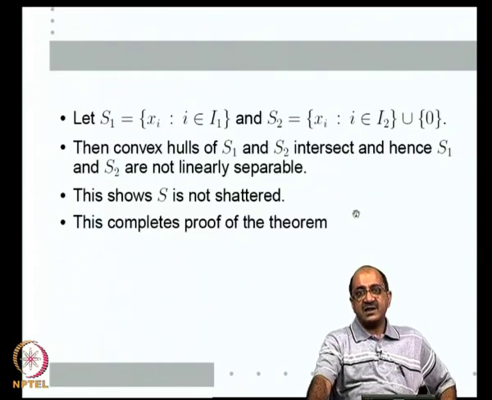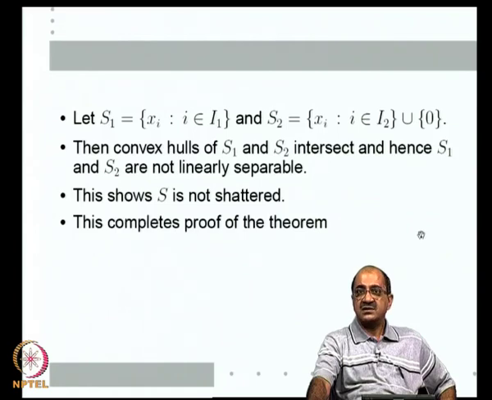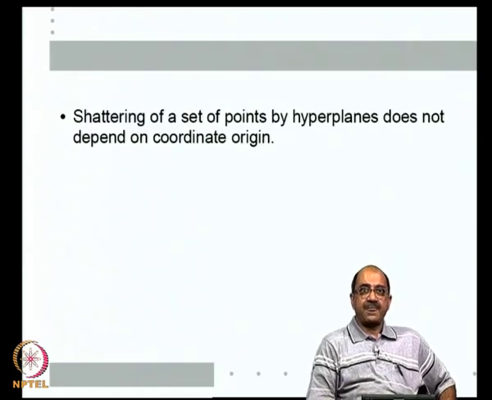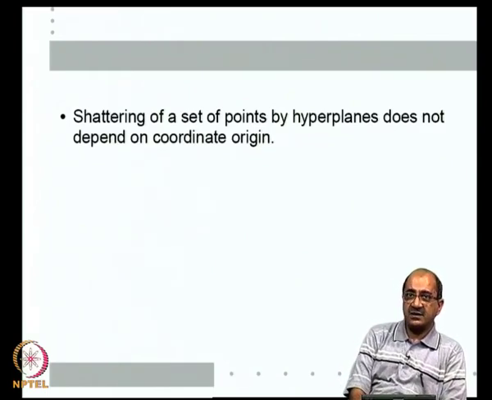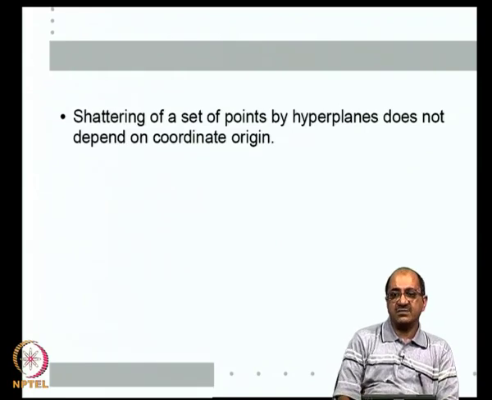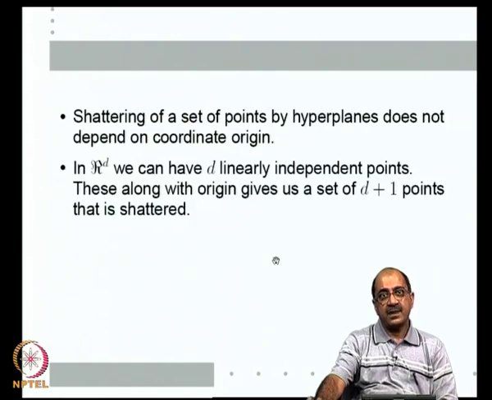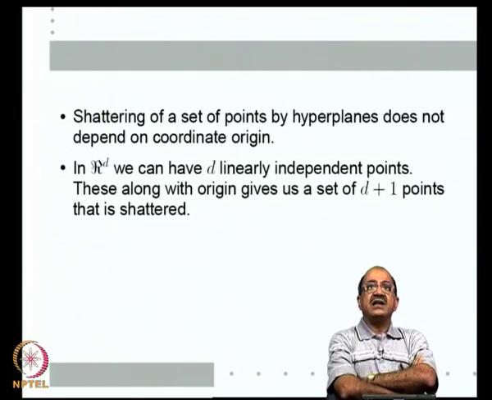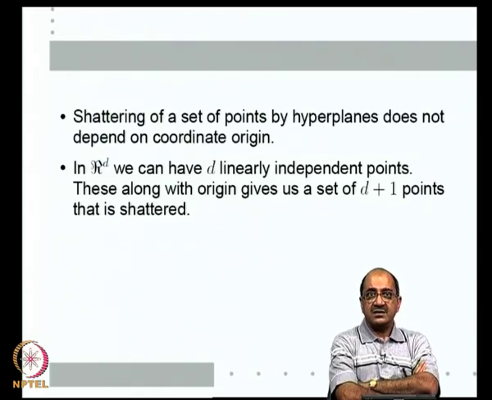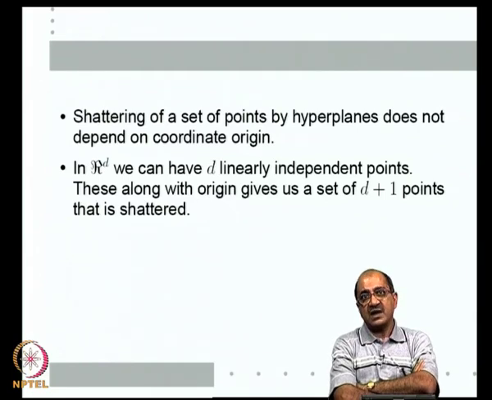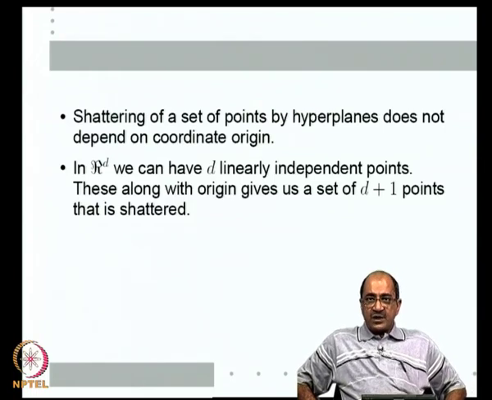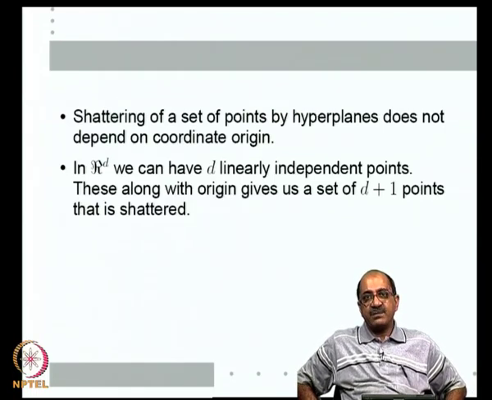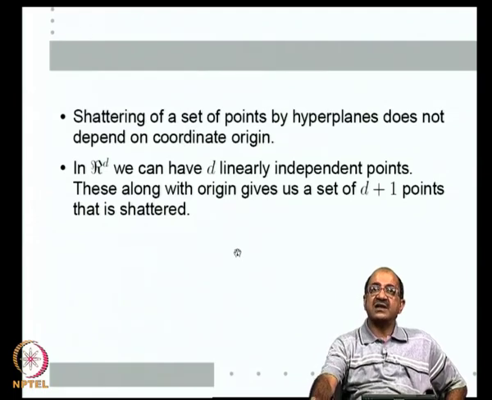Now, we have to see how this theorem tells me that the VC dimension of hyperplanes is D plus 1. Okay. First, as I mentioned already, shattering of a set of points by hyperplanes does not depend on the coordinate origin. So, I can always take one of the points as origin by shift of origin. So, in R^D, we can have D linearly independent points, right. So, D linearly independent points along with origin will give me D plus 1 points of the kind I want, right. I can take D plus 1 points, origin plus any other D linearly independent points, and such a set of D plus 1 points is shattered, as we have shown, right.